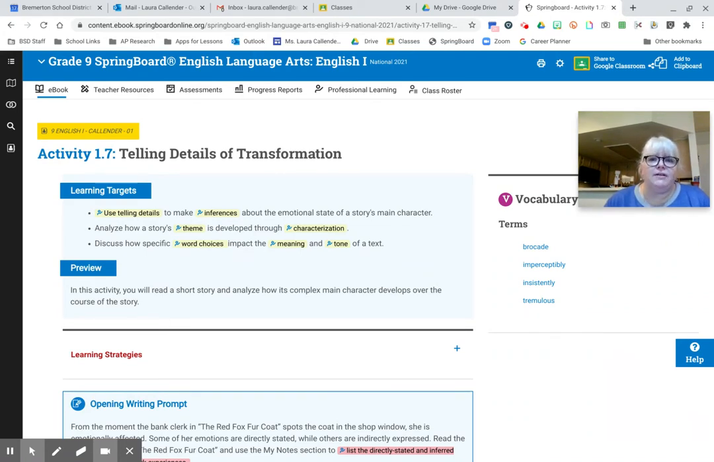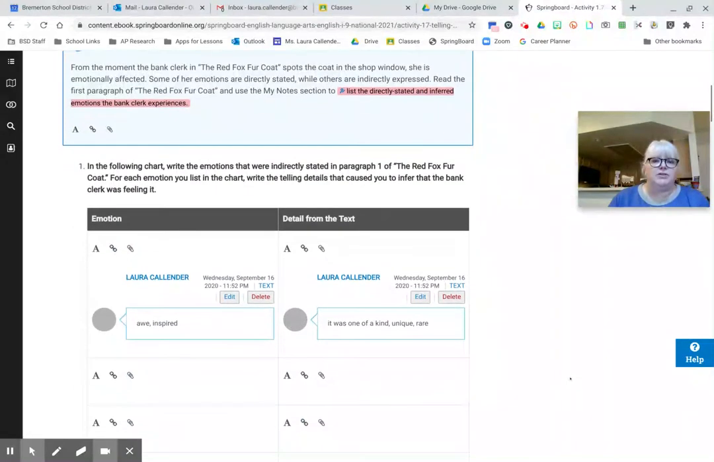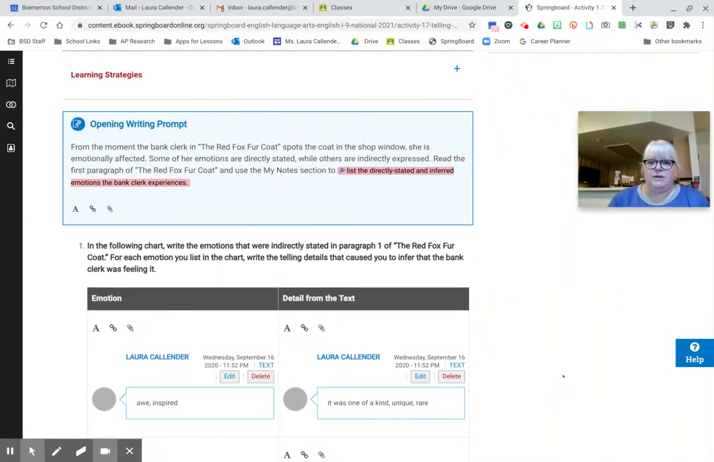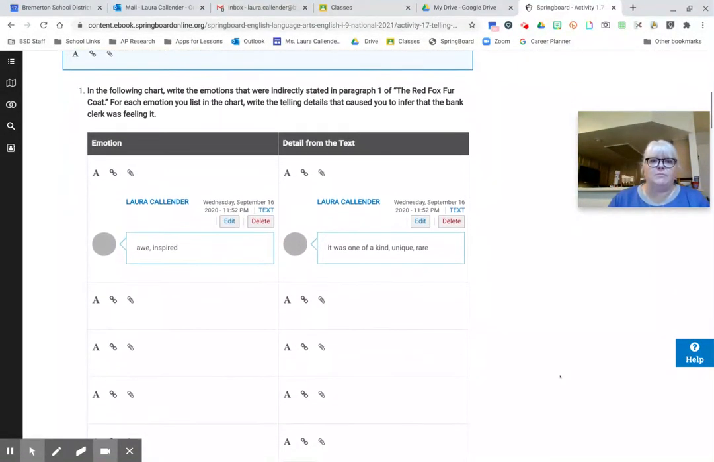And we're going to look at those specific word choices that the author uses, so the words they use to express those details, and how they impact the meaning and tone of the text. So we're going to walk through the questions and the working from the text. I'm going to scroll down here. You did the opening writing prompt, but let's take a look at number 1.